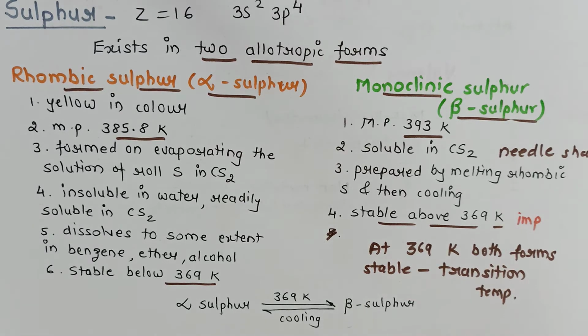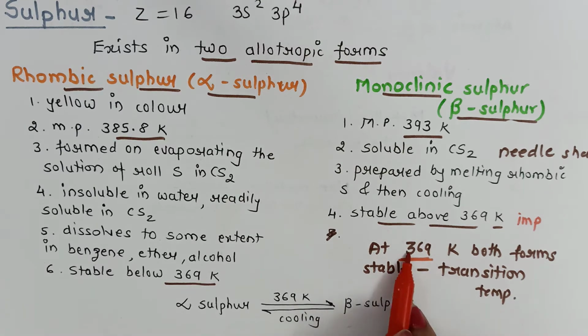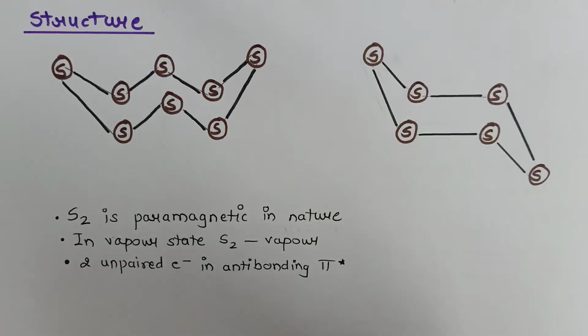Now there is a very easy trick to remember this 369 temperature. It's just a table of 3. It is a multiple of 3. This is how you can remember the temperature 369, which we call the transition temperature.